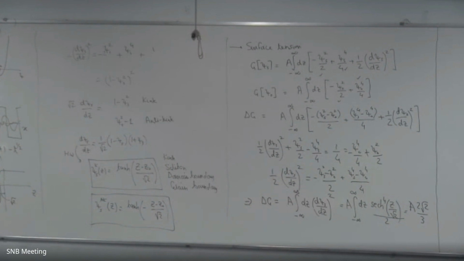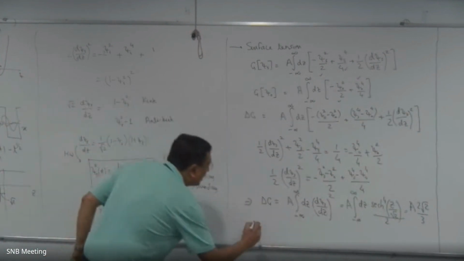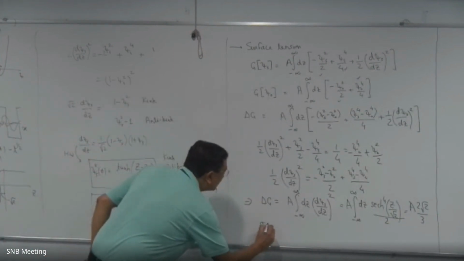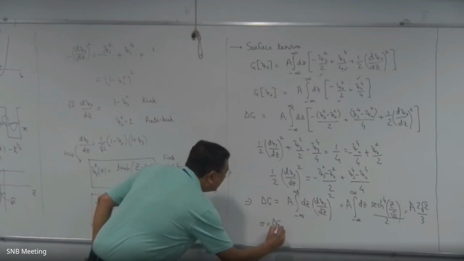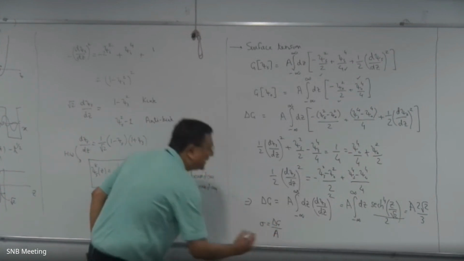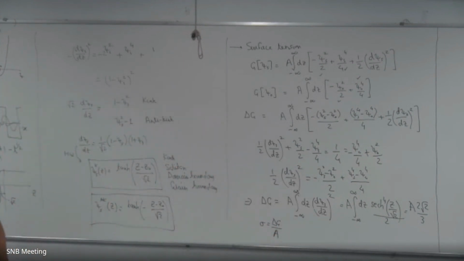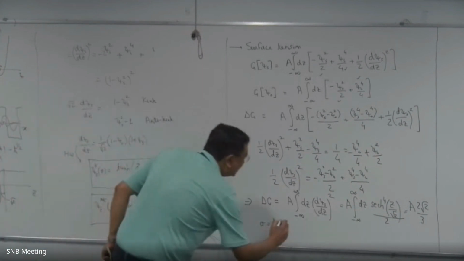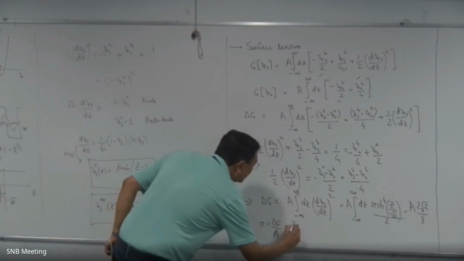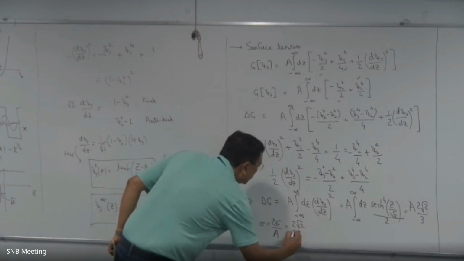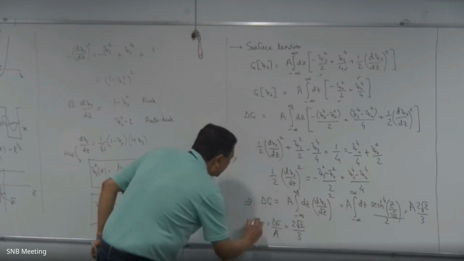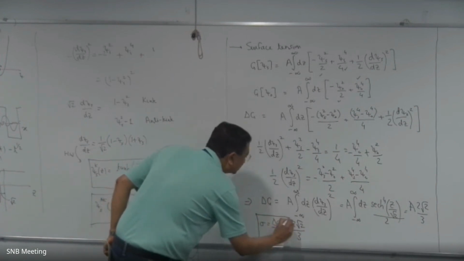Yeah, I was also surprised that you can actually do that, but you can. And that gives you the surface tension. The surface tension is delta G divided by the area. It's the cost per unit area, and that in these dimensionless units is 2 square root 2 over 3. Let's put that in the box.